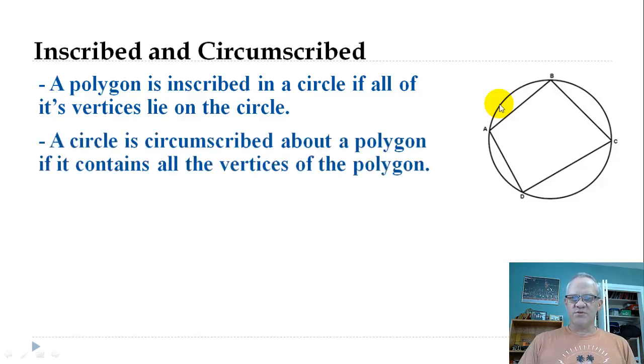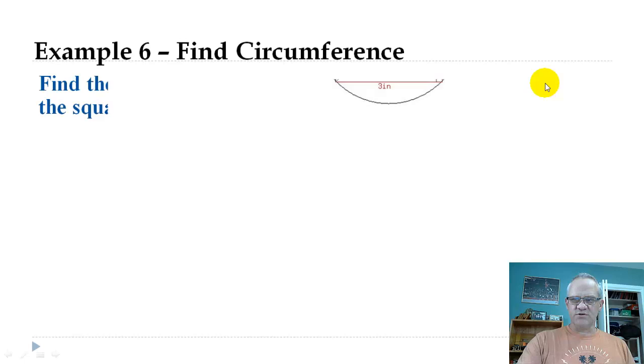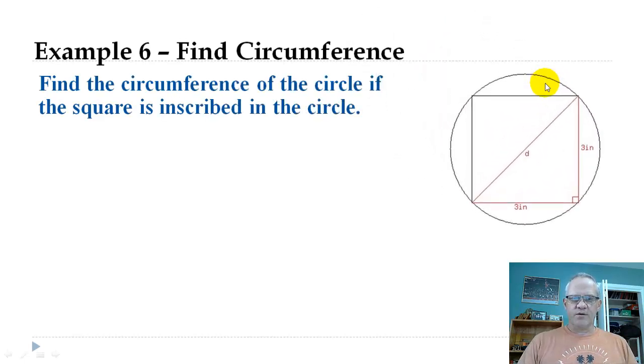Another way that could be said is, from the circle's perspective, it's circumscribed about the polygon. So when it's circumscribed, it's kind of around the outside of that, again where the vertices of the polygon are touching the circle there.